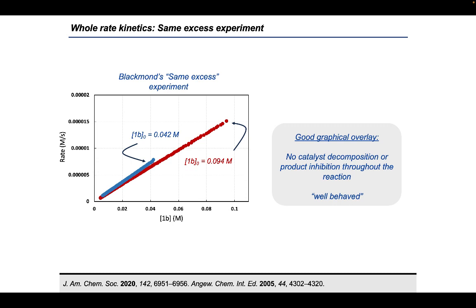Now, there's a really good reference that I provided at the bottom, and I'd really encourage you to look further into that. But I wanted to note that we performed this sort of analysis in our case, and starting the reaction with a full equivalent of substrate versus half an equivalent of substrate, with all of the other concentrations unchanged, provides good overlap. So what this tells us again is that the reaction is well behaved in that it does not experience catalyst decomposition or product inhibition.